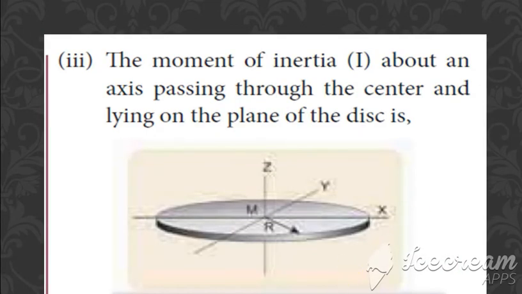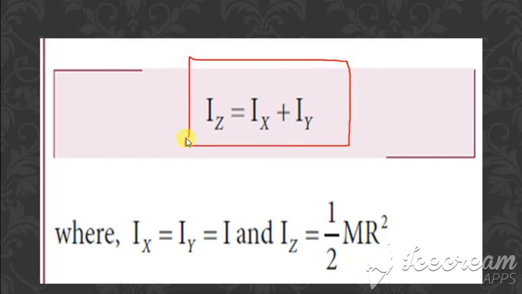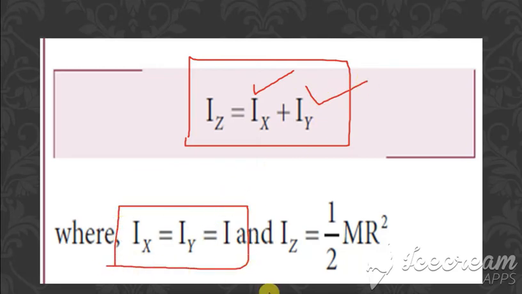Then the third condition is the moment of inertia about an axis which is passing through the center and lying on the plane. So this is also passing through the center, but here it is lying on the plane. Since it is perpendicular, we take the perpendicular axis theorem, which is IZ is equal to IX plus IY. In the second condition we substituted the parallel axis theorem formula. Here we apply the perpendicular axis theorem, and let us consider the value of IX and IY to be equal to I.